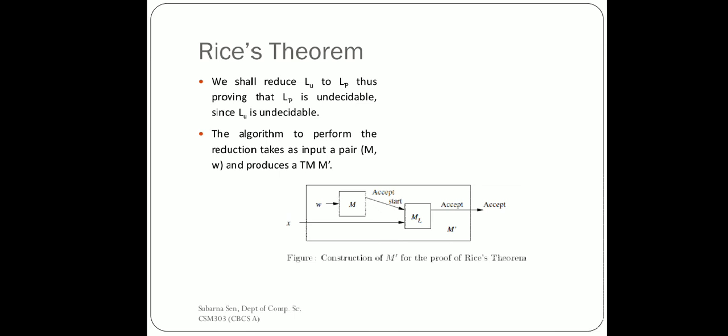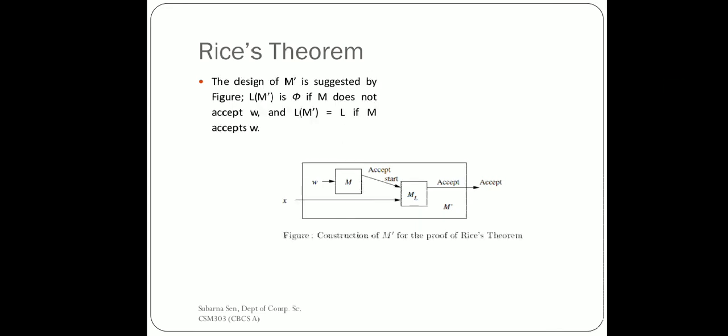Okay, now see how the sketch is working. The algorithm to perform the reduction takes an input pair like M, W and produces a Turing machine M dashed. Here we are going to produce a Turing machine M dashed. How is it working? You can see there are two different inputs: one input, W to M, another input, X to ML. So these two machines are there, and the combination of the two machines will fall under one machine, that is M dashed. Okay, why we are taking two machines, we will see.